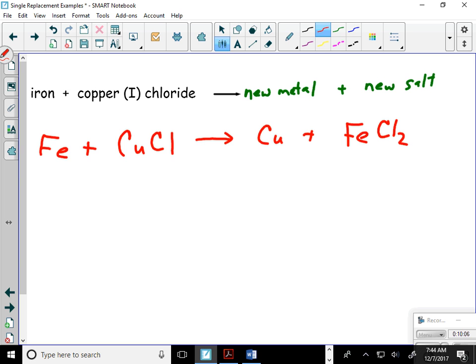Am I finished? No, because I have not balanced this guy. As I balance, I need 2 chlorines. That means I'm going to need 2 coppers. I believe that now I'm okay. Agree with me? Is this balanced now?